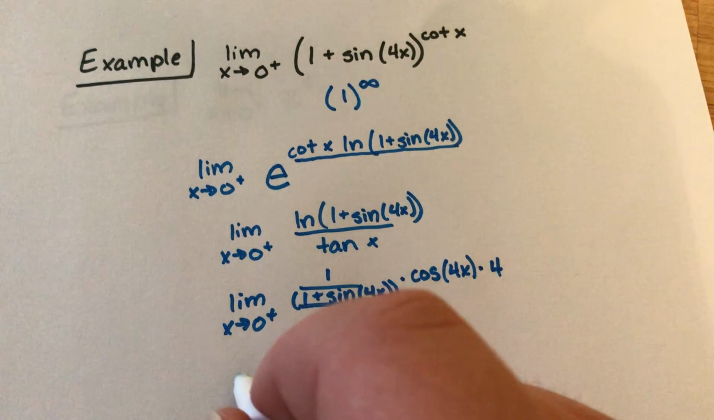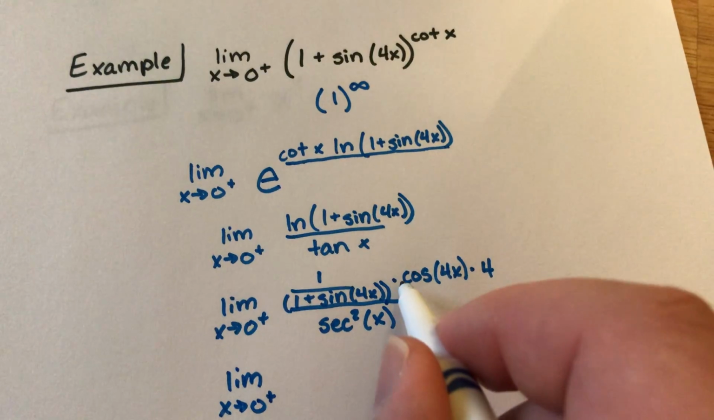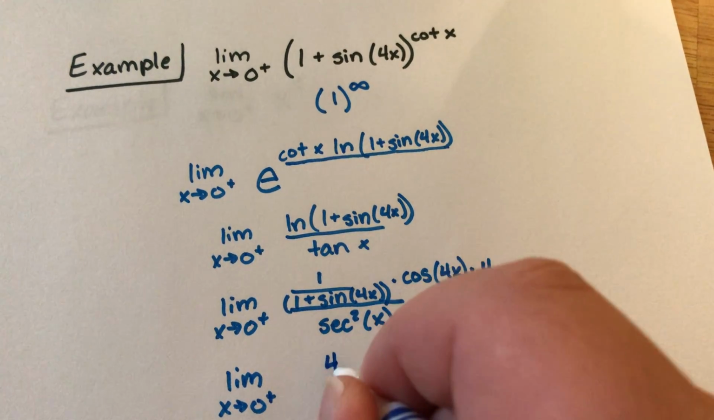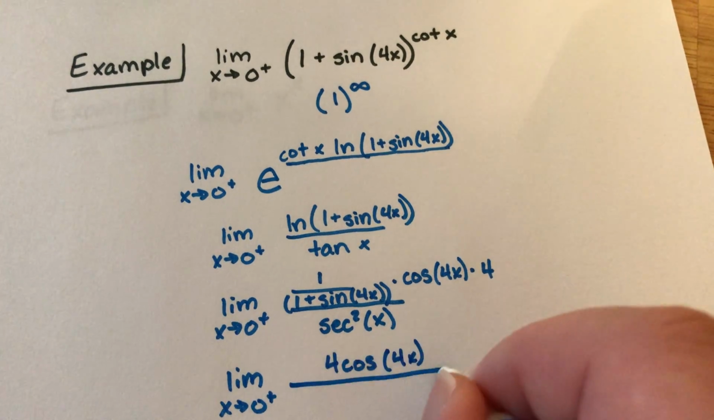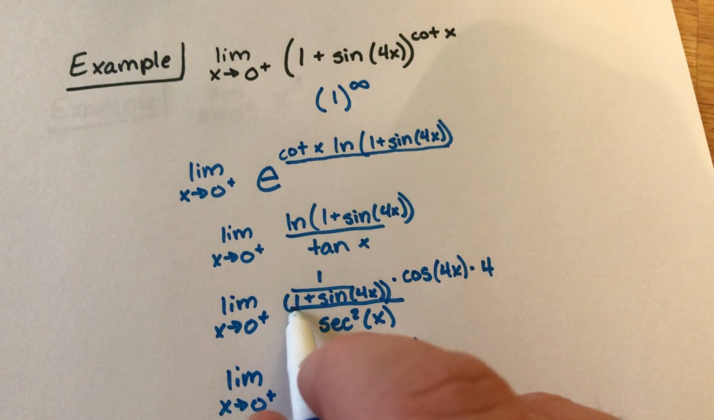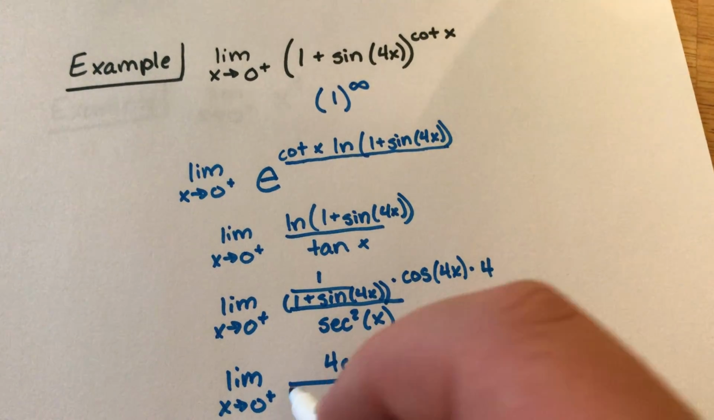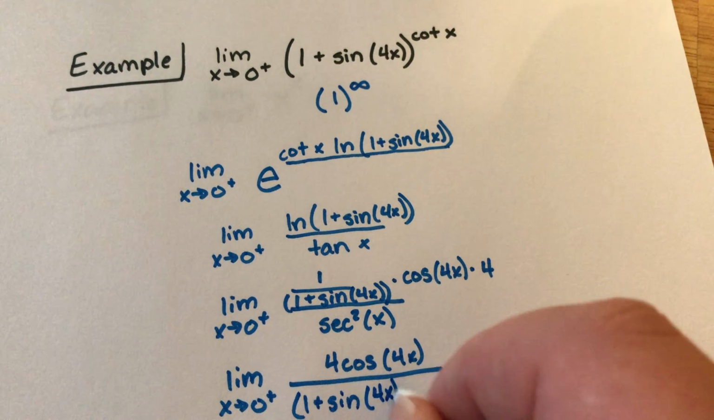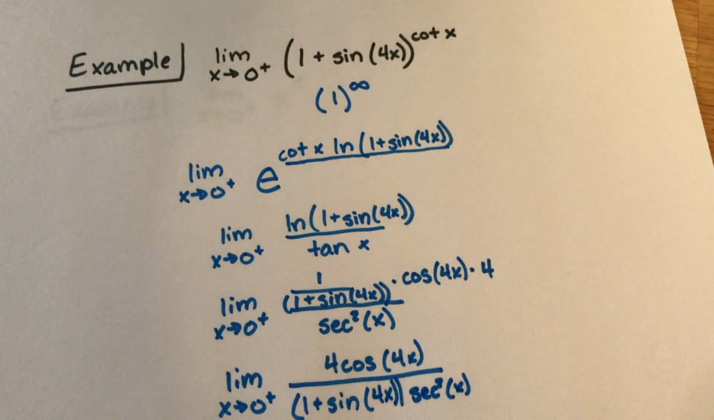Let's see what I can do to kind of make this a little bit simpler. So that's going to be cosine of 4x times 4. So I'll write it as 4 cosine of 4x. And let me go ahead and rewrite a few of these things while I'm sitting here thinking about it. So we've got 1 plus sine of 4x. That was in a denominator, so I'll keep it in the denominator, 1 plus sine of 4x. And then we've got times secant squared x.